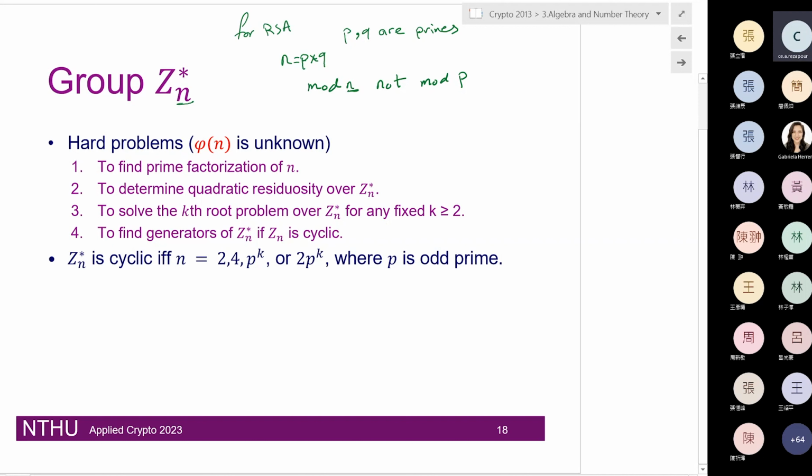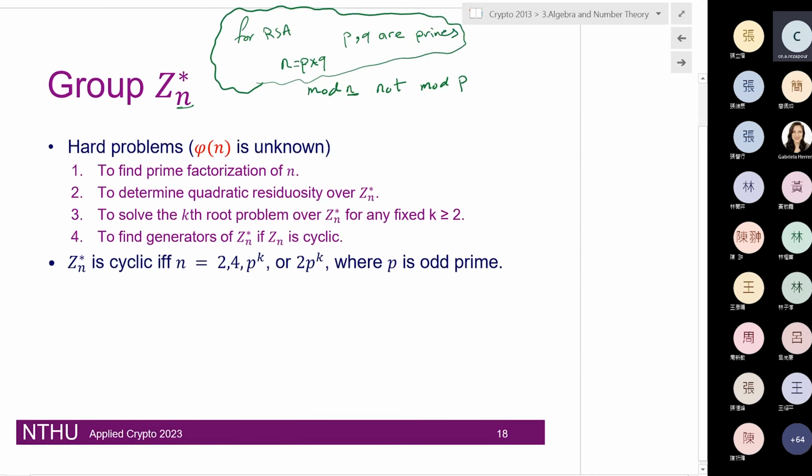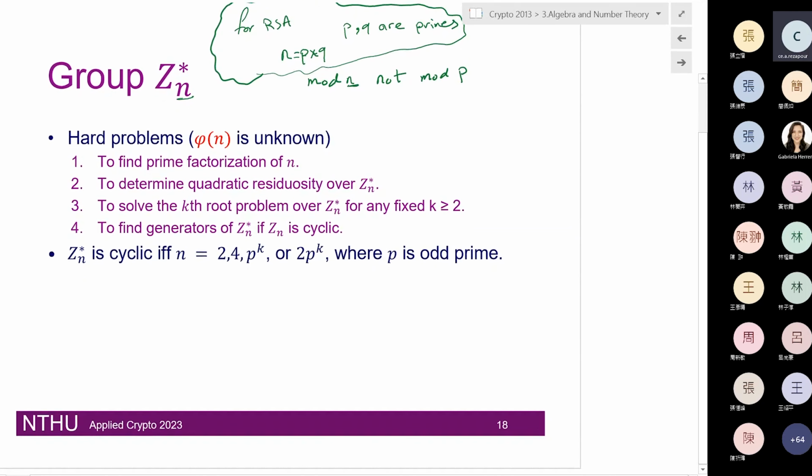It is only for RSA. It is not the general rule that every group Z star N has to be p times q. Only for RSA are we looking for those N's that have this specific pattern. But you can generate N to be anything. For example, N can be 12. 12 is 3 times 4. 3 is a prime, 4 is not a prime. So it doesn't have to follow that path.